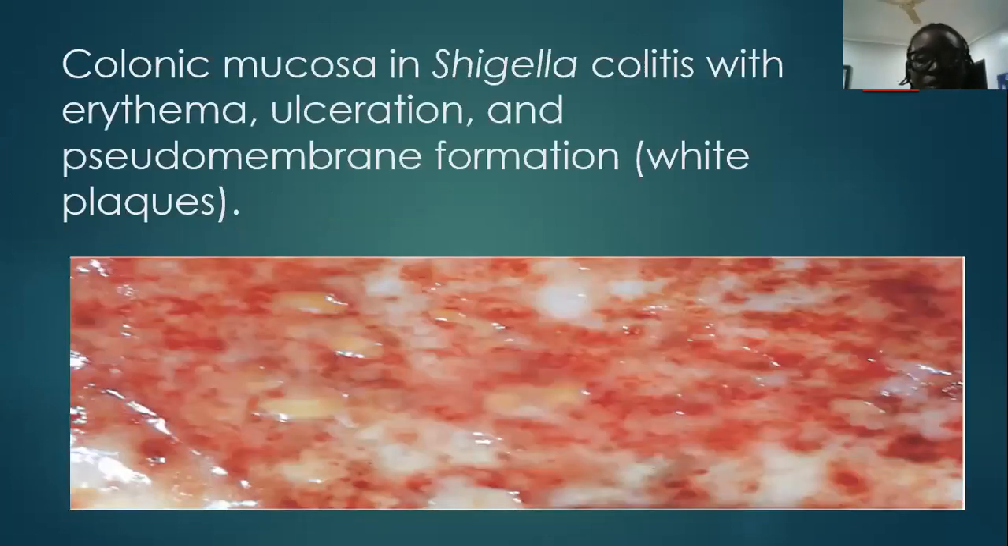So this is a mucosal membrane of a patient who has been infected with Shigella. You realize that there's a lot of erythema, ulceration, and then formation of pseudomembrane, which is the white plaques that you see. So this is a picture of an intestine of somebody with Shigella colitis.